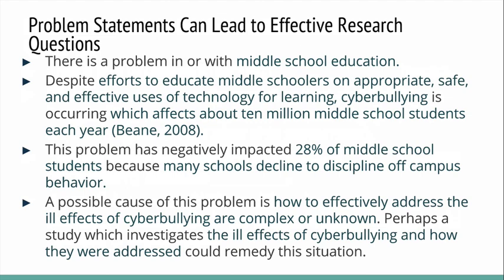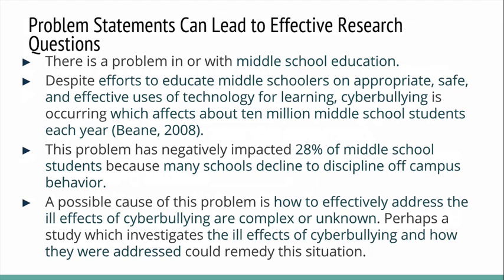Now tell me who this problem affects. This problem has negatively impacted 28% of middle school students because many schools decline to discipline off-campus behavior. Now again, you use a specific statistic. There should be an in-text citation at the end of this statement. This example is a little bit poor because, again, I don't know where this information came from. Now, does it identify who it's negatively impacting? Absolutely. But again, it's not your own research. Cite the source it comes from. So that's what I would tell you if you gave this to me.